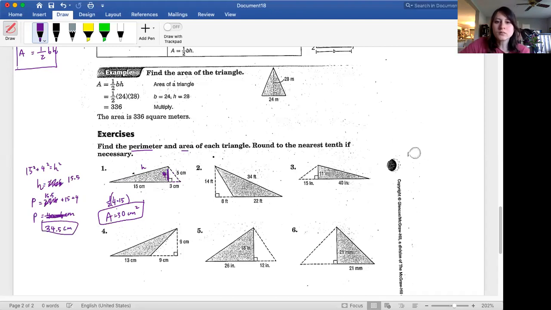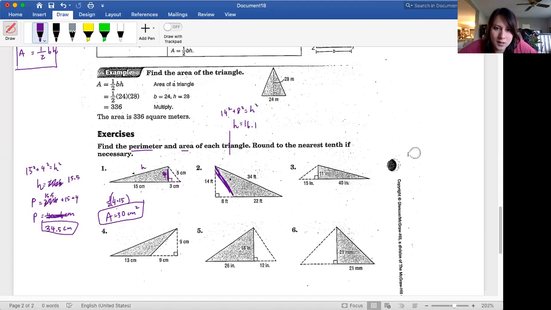Okay. All right, number 2. We need to find this third side to be able to identify the perimeter. So we've got 8, 14, and blank. I don't know. So I'm going to do it up here so I have a little more room. So 14 squared plus 8 squared equals hypotenuse squared. So 14 squared plus 8 squared equals 16.1.